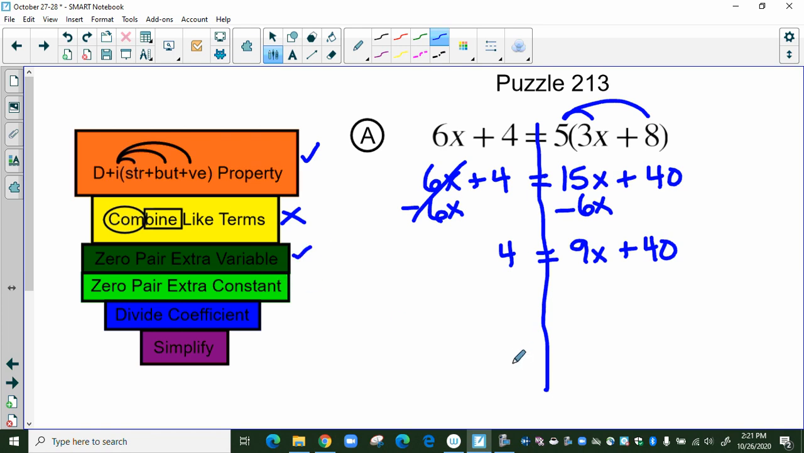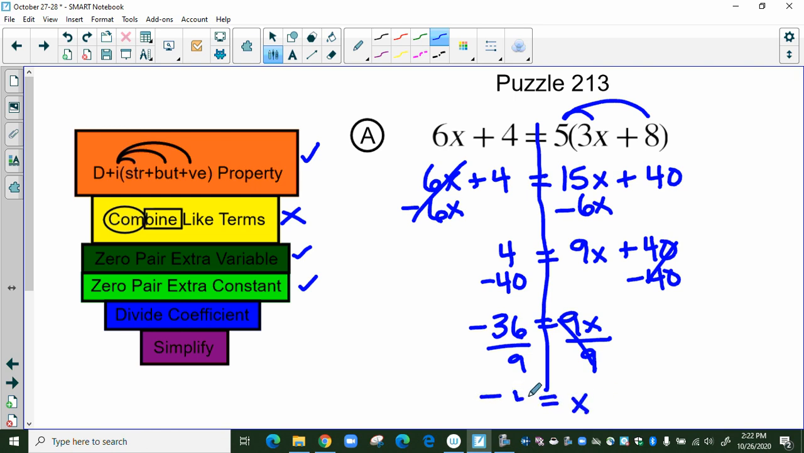I'm going to zero pair my extra constant. Here's my variable. That means the 40 is the extra constant. And since it's a plus 40, I'm going to subtract. 4 minus 40 is negative 36 equals 9x. My coefficient is 9. Remember, it's the number with the variable that you want to divide by. And x is equal to negative 4.